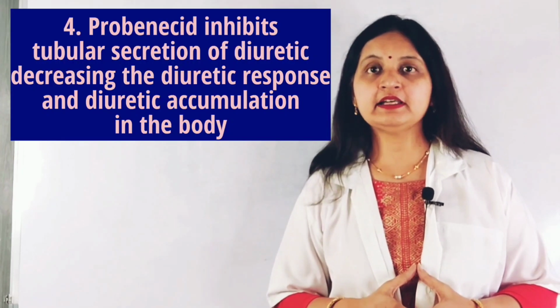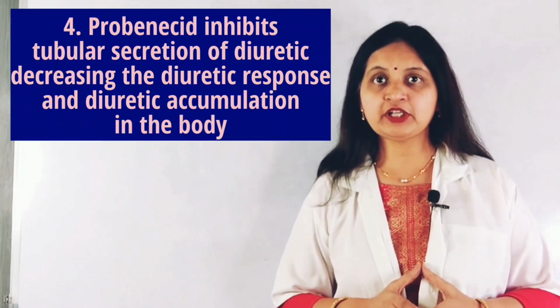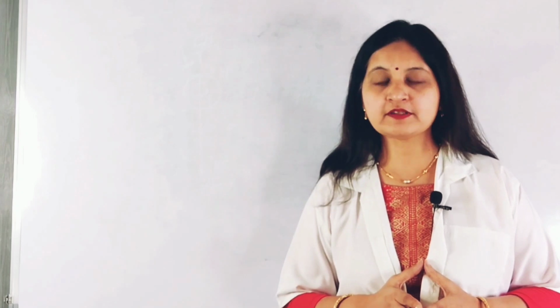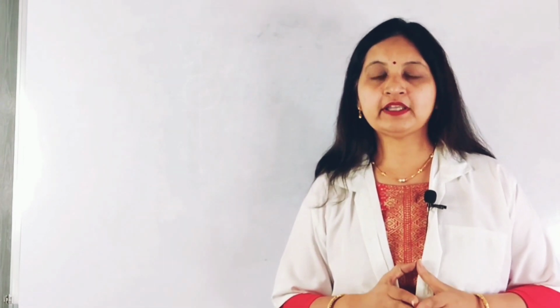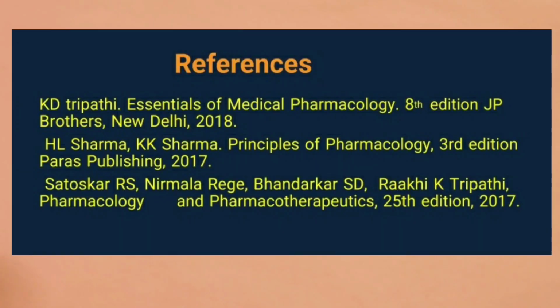Next, as we have learned earlier, the loop diuretics are secreted into the tubular lumen via the organic anion transporter at the proximal tubule. Probenecid, when administered along with a loop diuretic, binds to the transporter because it has higher affinity and thereby it inhibits the secretion of loop diuretics into the lumen. Therefore, this leads to accumulation of the diuretic in the body and a prolonged T-half. This brings us to the end of the topic.